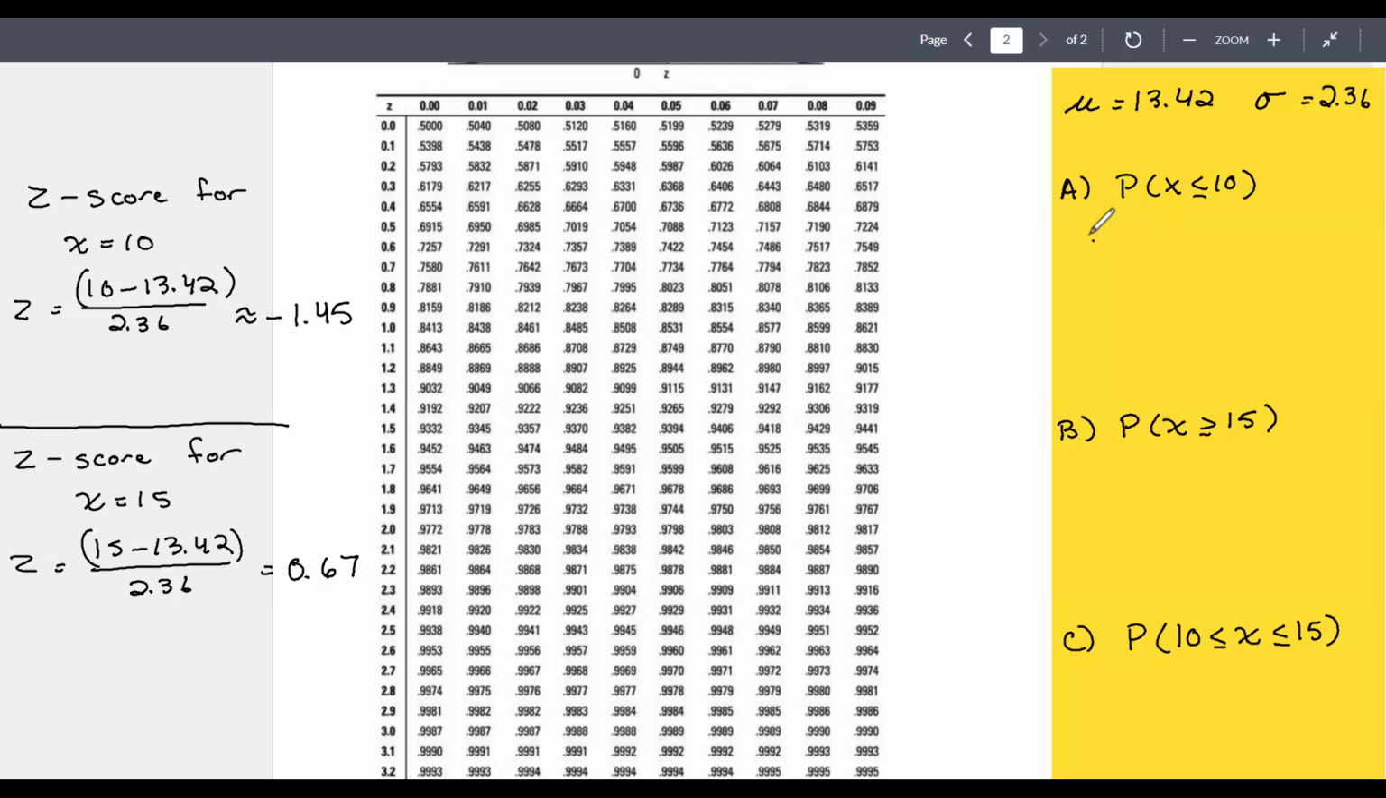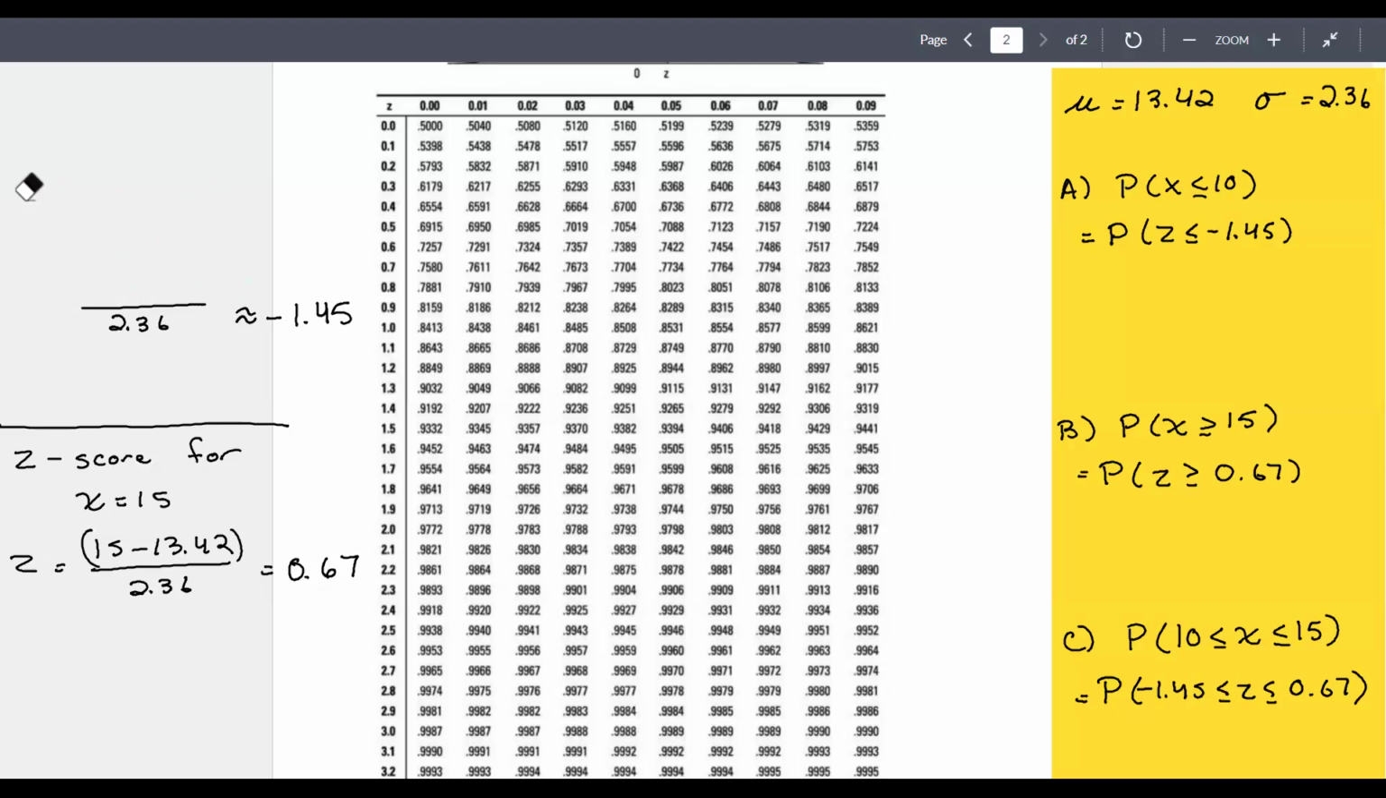So like I said, if I convert this all into z-scores, then this is really the same as looking for the probability that X is less than or equal to negative 1.45. This is equivalent to looking for the probability that Z is greater than, because we're still looking at greater than the z-score for 15, so 0.67. And then my 10 and my 15 are converted to a z-score of negative 1.45, Z less than 0.67. So like I said, just taking those scores and converting them into z-scores so I can use my z table.